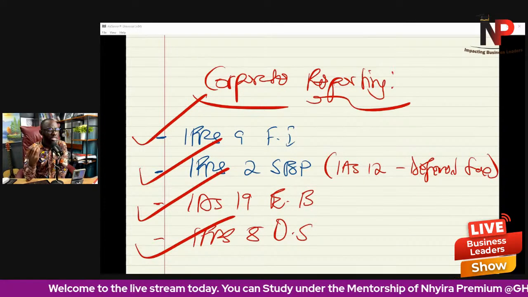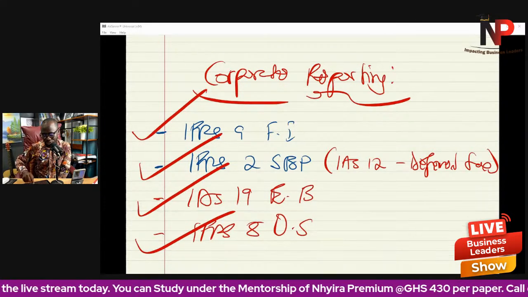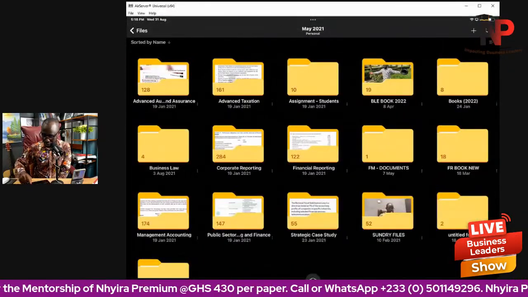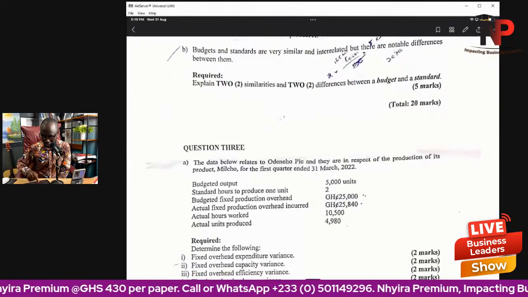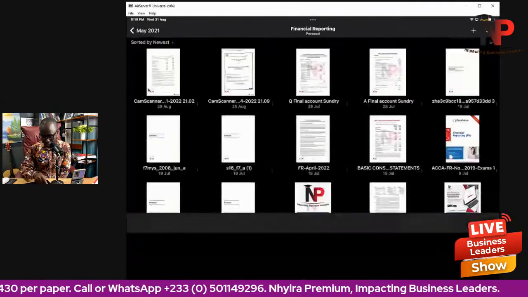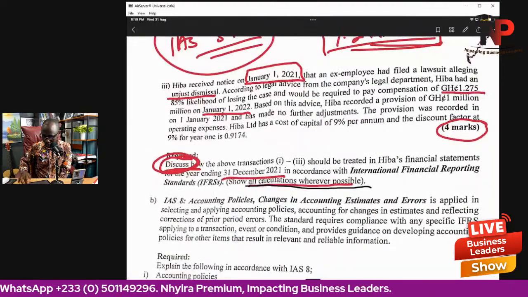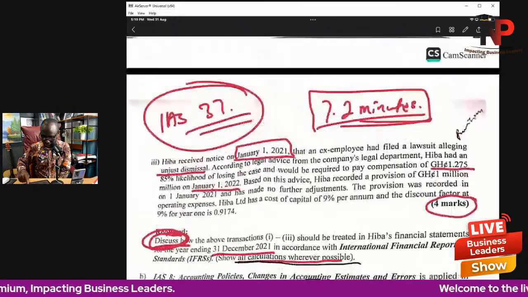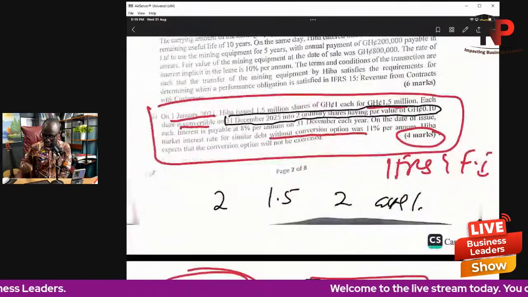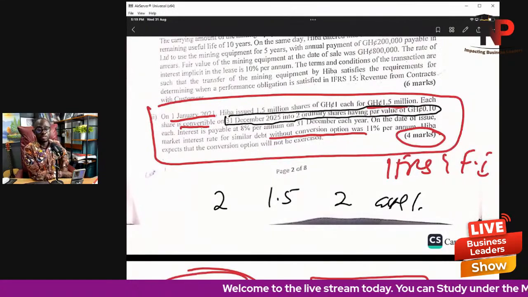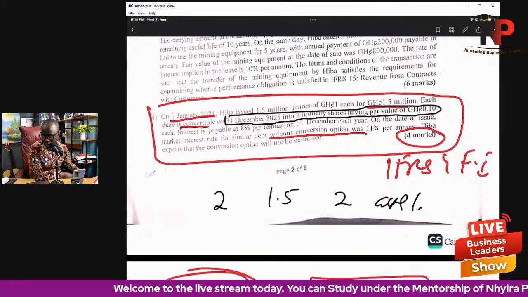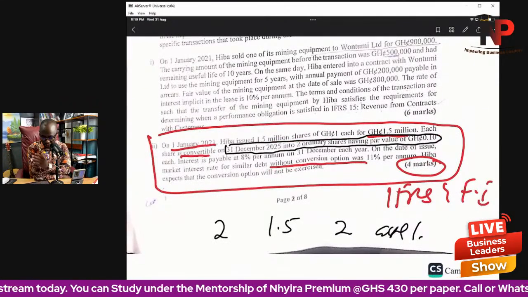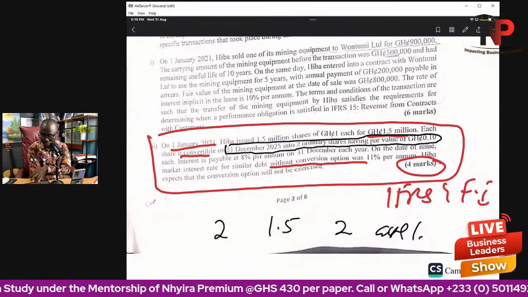Now, the reason I'm trying to emphasize some of these things is that, like I showed you last week in our discussion, the financial reporting paper, for instance, ACT 2022, okay, this is management accounting. The financial reporting paper had a 4-mark question that required students to use both the principles of IFRS 9 and IFRS 16, all right? IFRS 9 and IFRS 16, because it was a sale and leaseback.